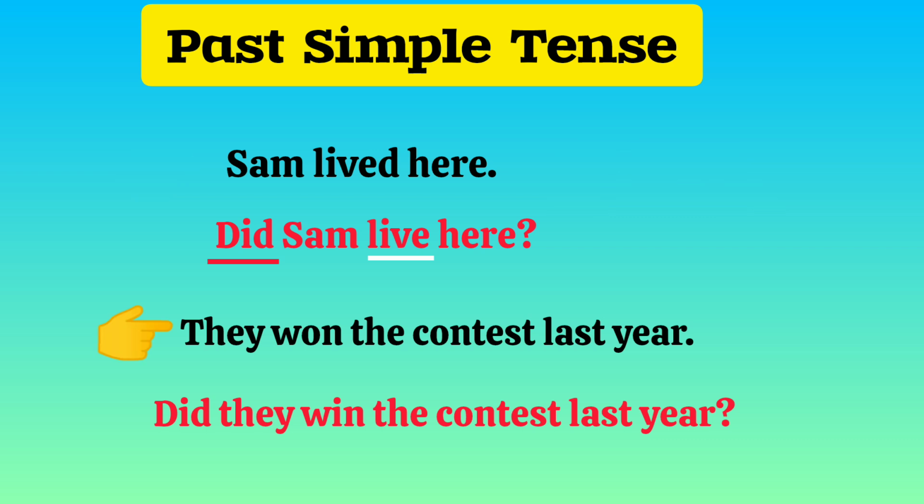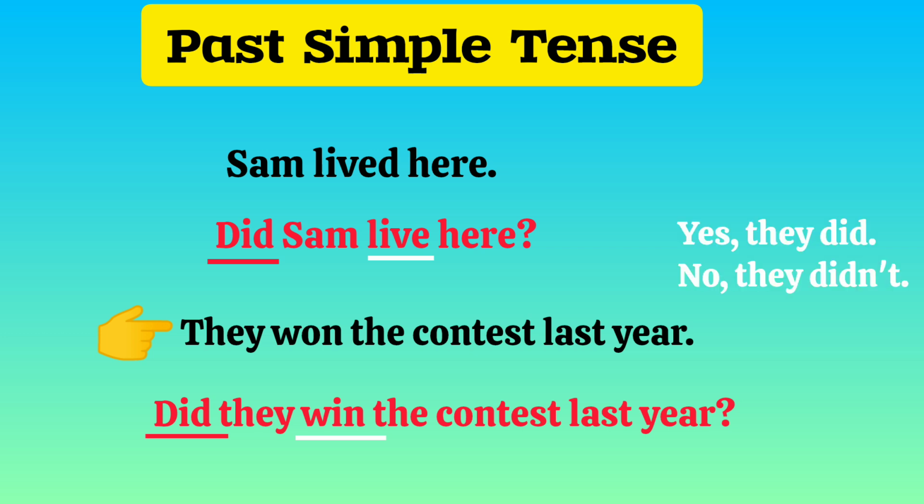Let us move to the last one. They won the contest last year. The verb here is won. There is no be verb. So again, we start the question with did and then the subject they. Did they win the contest? Here we use the base form of the verb and that is win. Did they win the contest last year? And the answer could be yes, they did, or no, they didn't.